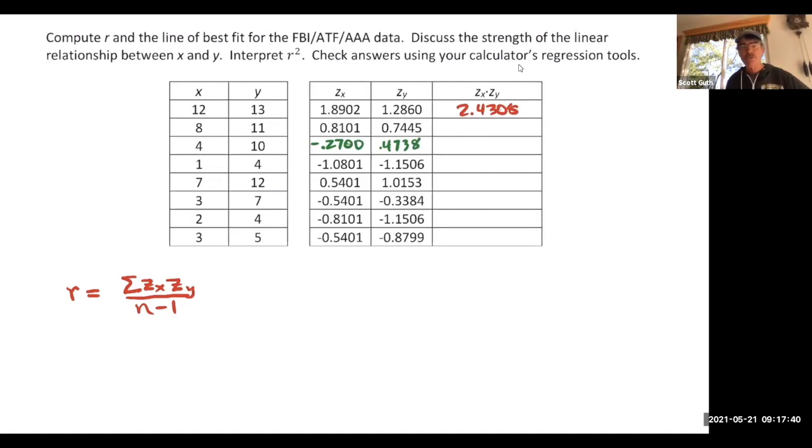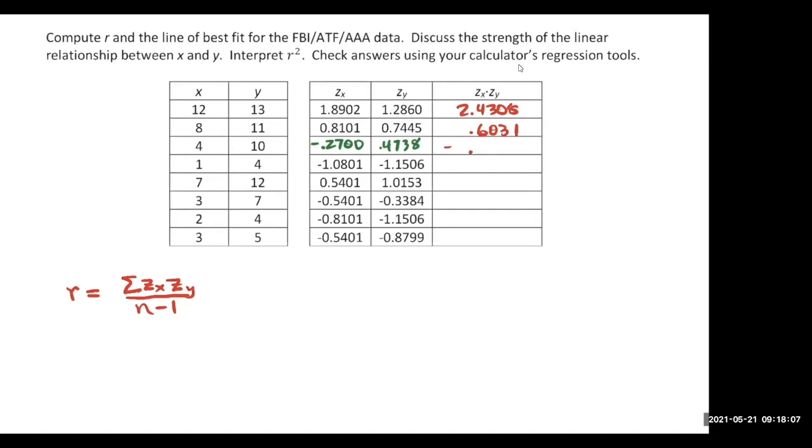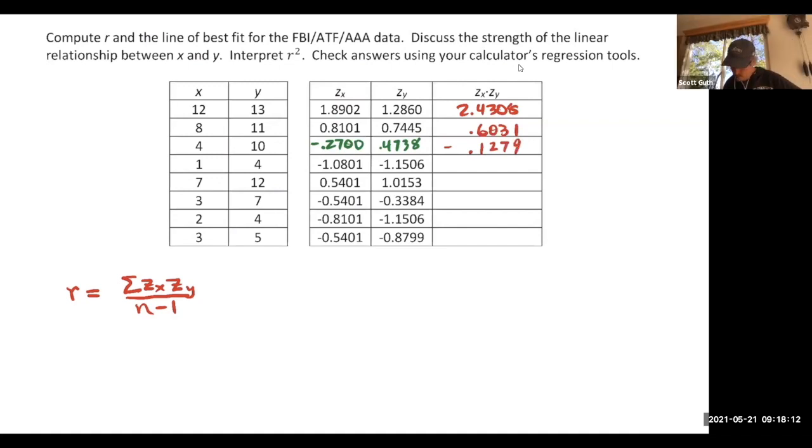Okay, and then maybe someone could just count these or add these up as we go. Okay, so on that one, I got 0.6031. Yep. For the third one, I got negative 0.1279. Awesome. Anybody have the fourth?